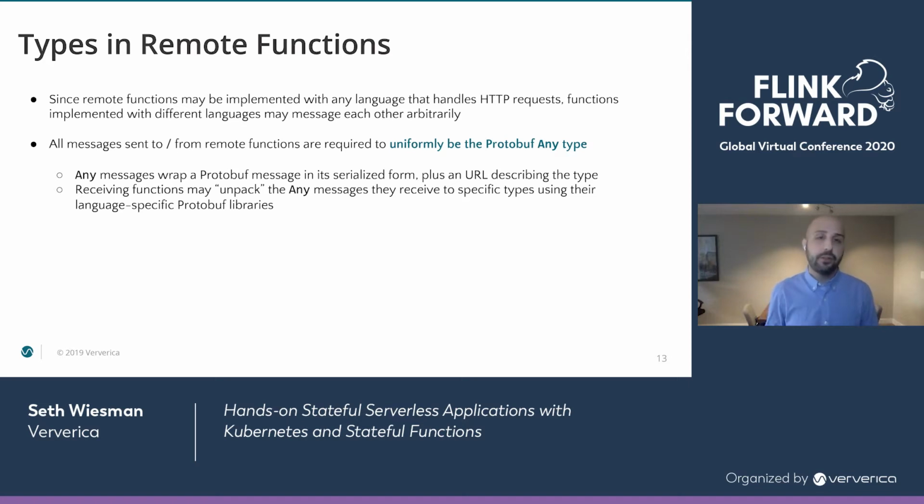And in particular, because different components don't know what to expect from each other, all messages sent between functions and all records stored in state must uniformly be protobuf Any, which is effectively the supertype of all protobuf records. This is really convenient because it contains the serialized bytes along with a URL describing that type. And so receiving functions are able to unpack, quote unquote, that Any message into a concrete type using their language-specific protobuf library.